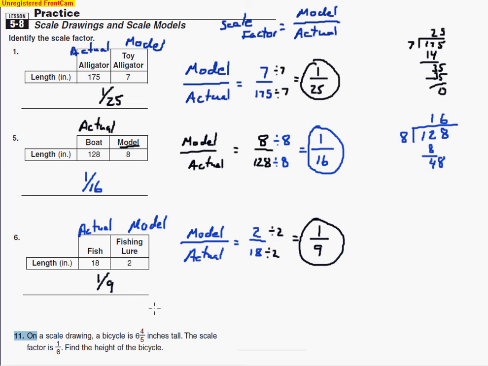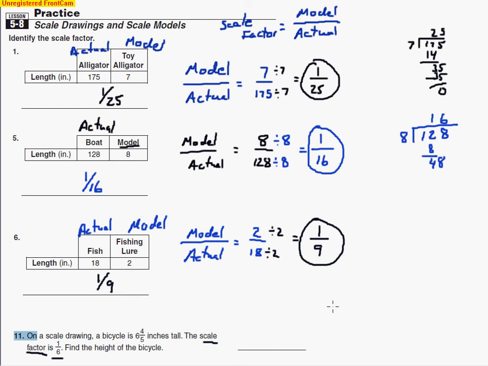We'll do number 11 together. So the important thing is to figure out what is the model, what is the actual. Well, here they're giving us the scale factor. And so it says, to start with, I guess we'll start by reading it. It says, on a scale drawing, a bicycle is only 6 4/5 inches tall. The scale factor is 1/6. So right there, we know the scale factor is the model over the actual.